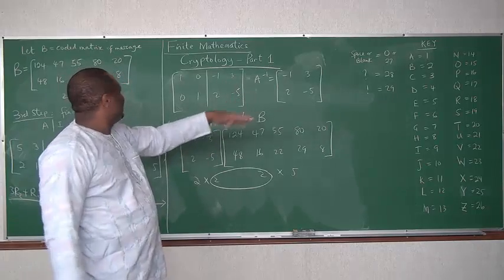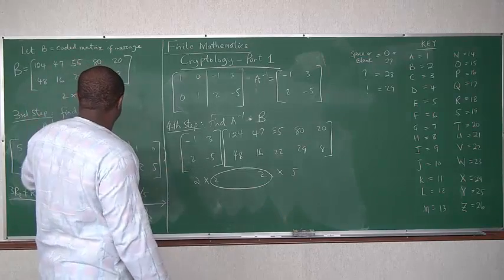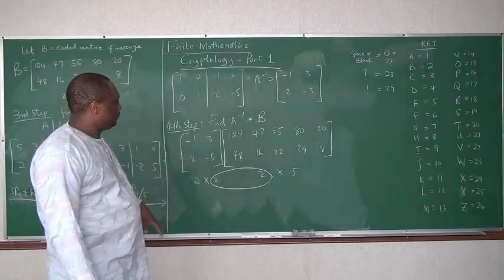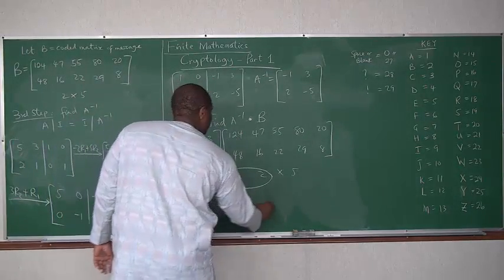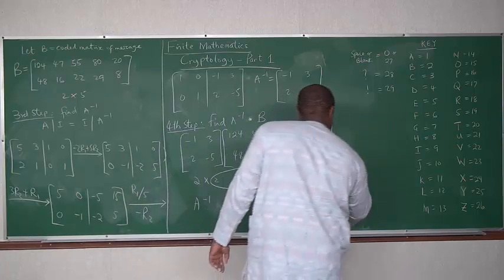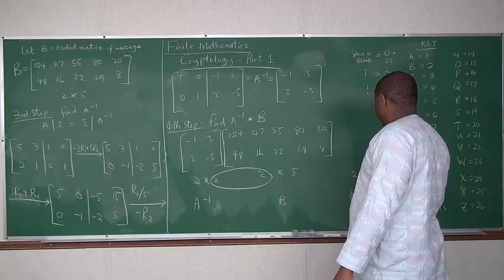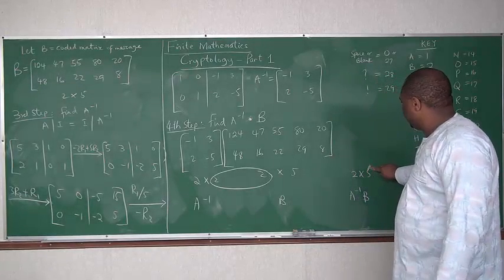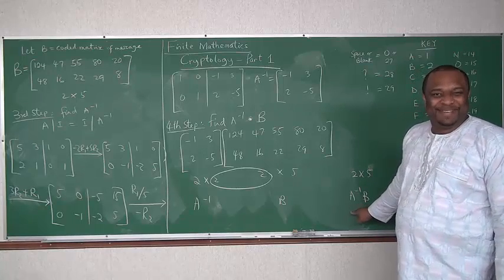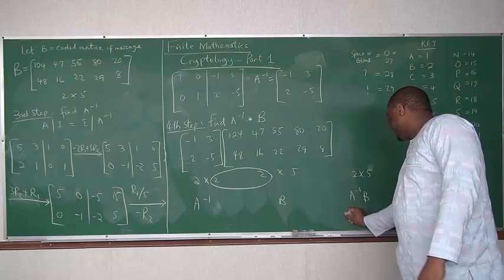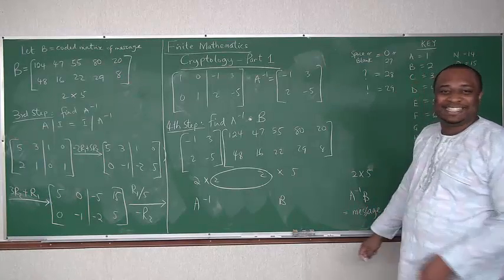I don't want to erase this key. So I'm going to come back here. I'm not going to erase this key. Now this is A inverse. This is B. Now A inverse B will be a 2 by 5. And this A inverse B is going to give us the message. Okay? This is the message. That is the nice thing about it.